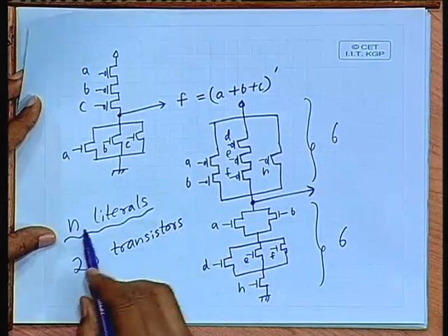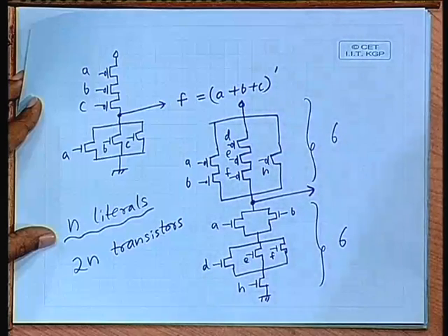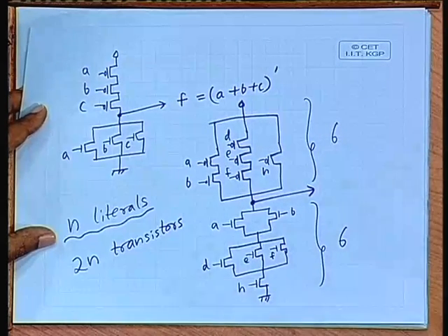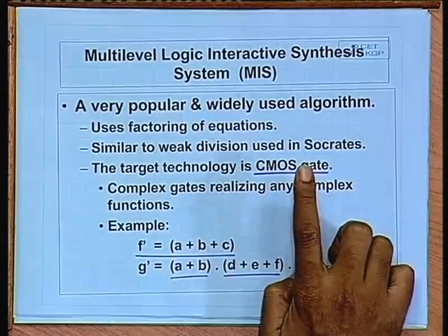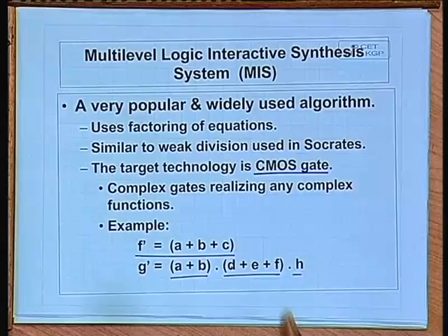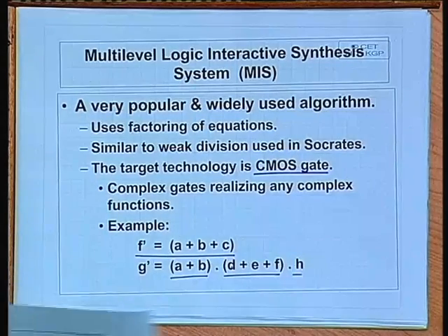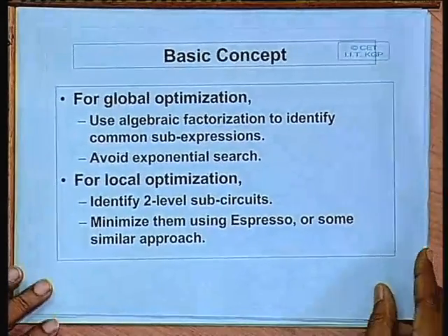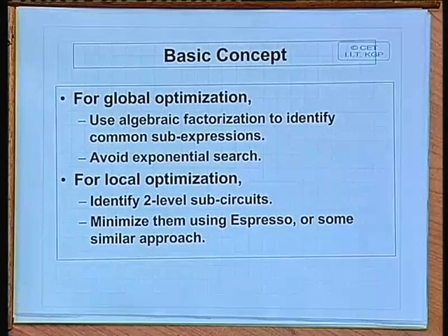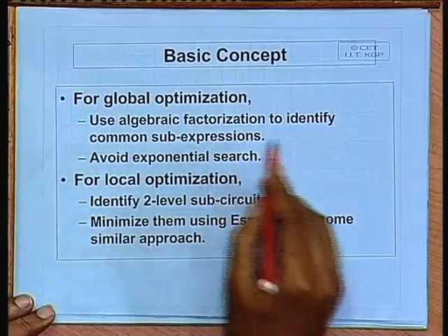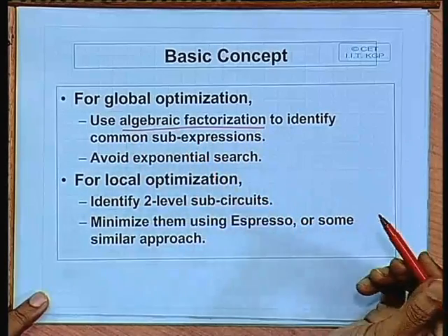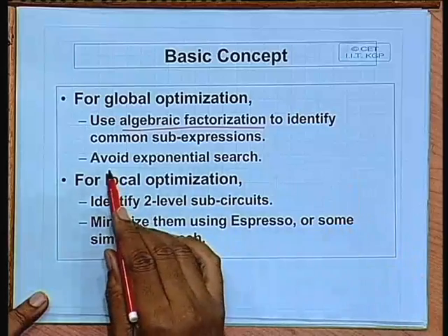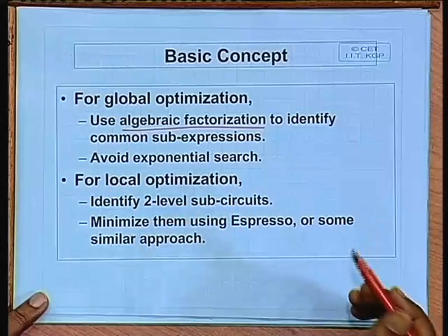This is why the number of literals is used sometimes to estimate the cost of a solution. So MIS specifically targets CMOS gates, and for that purpose it uses the number of literals as a measure of computing the cost. The basic concept, at this level, is similar to Socrates. It uses algebraic factorization to identify common subexpressions, but it tries to avoid exponential search by using some heuristics.